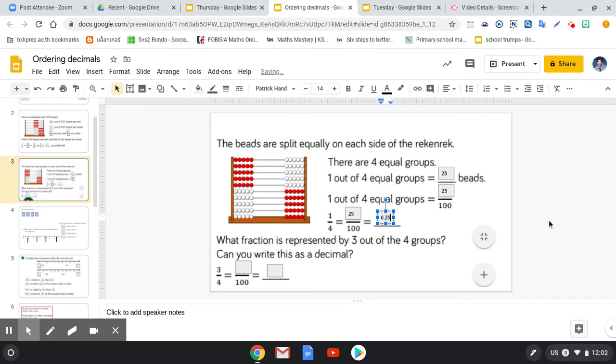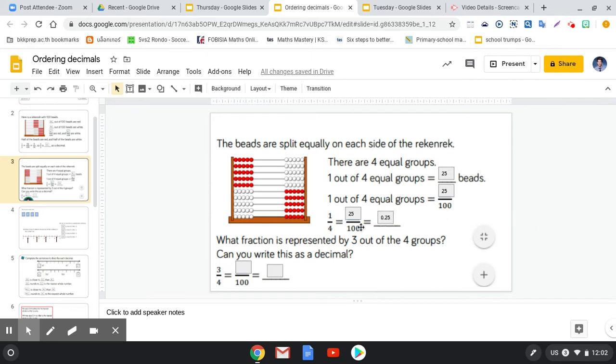Now let's think about that. If there are 100 beads and each group had 25, well, 4 25s make 100. It's the same as when we're doing a decimal. So a quarter goes into 1 4 times, and 0.25, if you add it together 4 times, it makes 1.